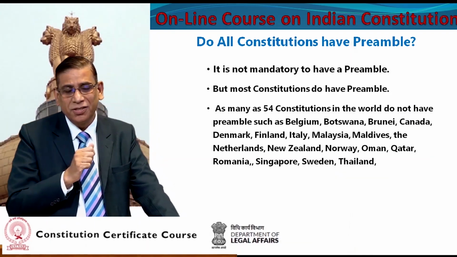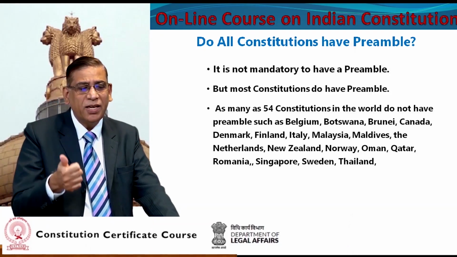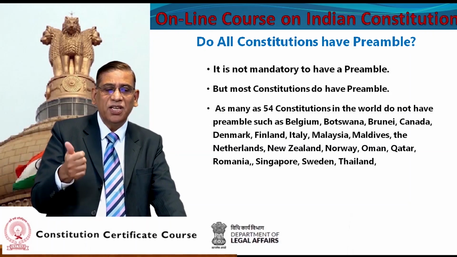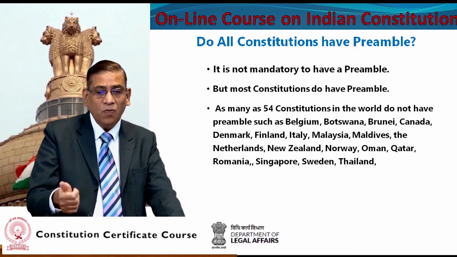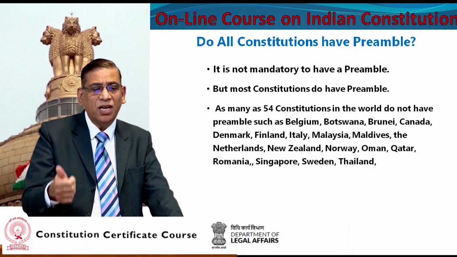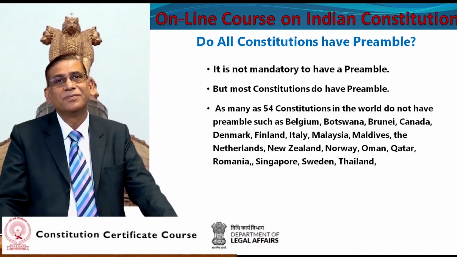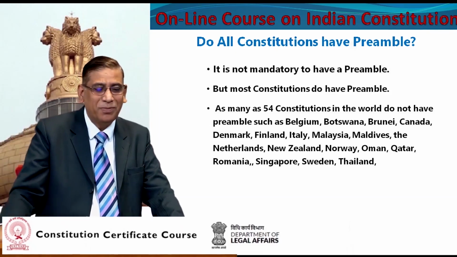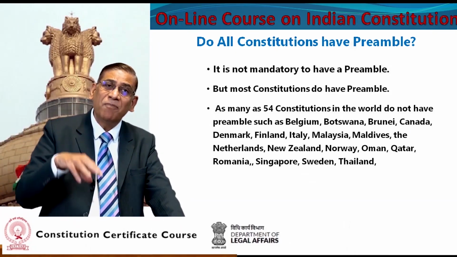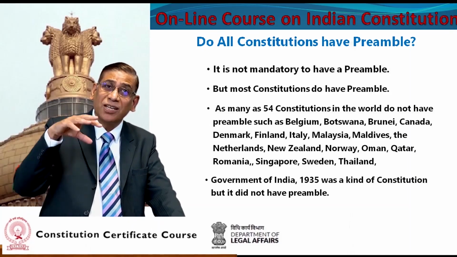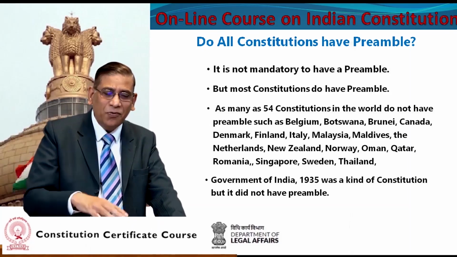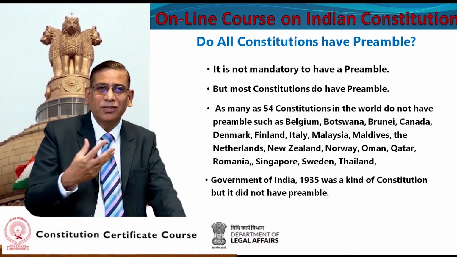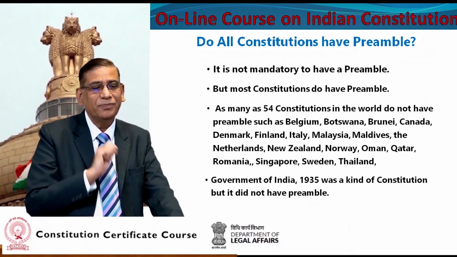Which are these constitutions? Belgium, Botswana, Brunei, Canada, Denmark, Finland, Italy, Malaysia, Maldives, Netherlands, New Zealand, Norway, Oman, Qatar, Romania, Singapore, Sweden, Thailand, etc. It's a long list. About one fourth of constitutions in the world don't have a preamble. In our own country, the Government of India Act, which was a kind of constitution, did not have a preamble. We borrowed a lot from the Government of India Act.